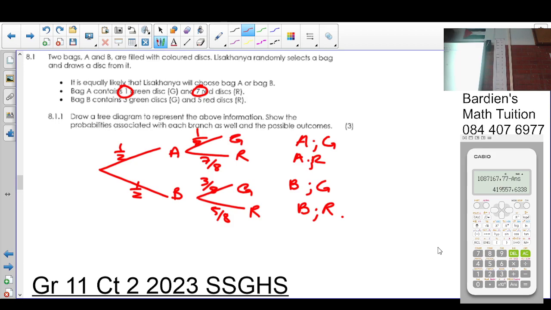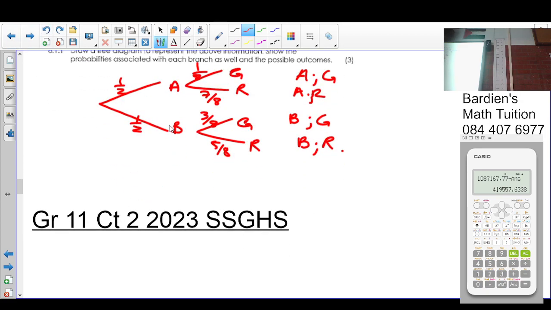Those are the outcomes, okay? It says, draw a tree diagram to represent the above information. Show the probabilities associated with each branch. This is what they are referring to, as well as the possible outcomes. Will you guys understand? Can't believe this stuff is so easy.